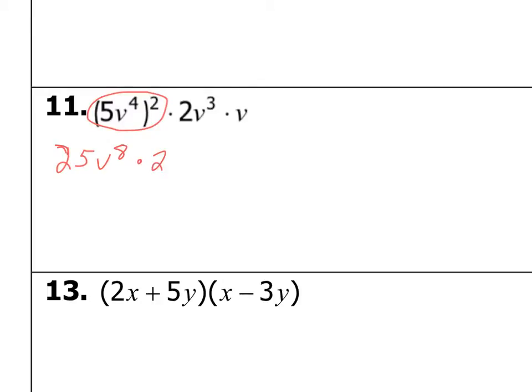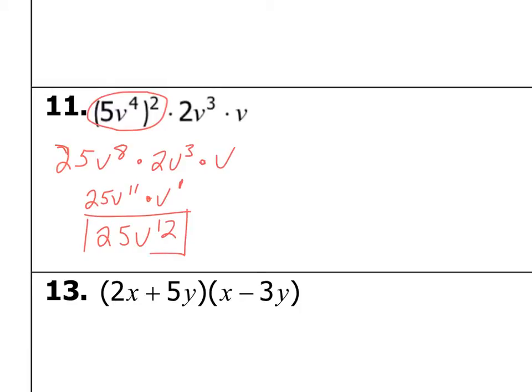And that's times 2v to the third power times v. Now we just have multiplication. So now we would use the product rule, so we would add all the exponents. 8 plus 3 is 11, so that would be 25 v to the 11th times v. Then we have 11 plus, remember there's a 1 here, 1. So that would be 25 v to the 12th power. That would be your final answer. This would be a 12th degree monomial.